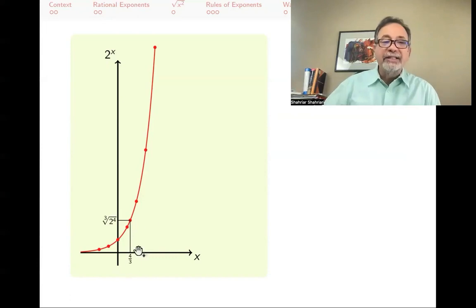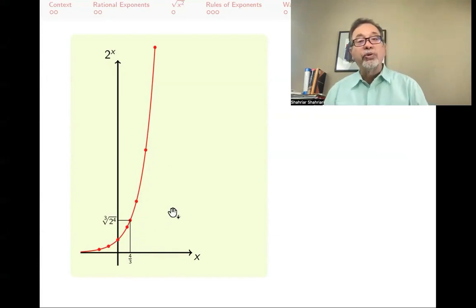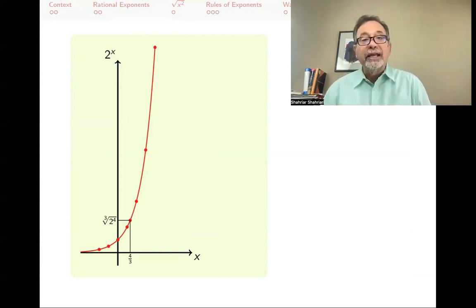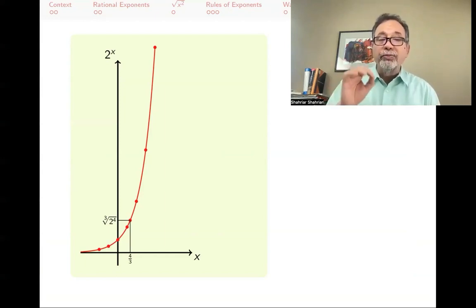Now, when we draw this graph, we are making an assumption, which is that even if I put things for x that are not rational, things like square root of 2, for example, that they have a meaning also. And in fact, if this graph is right, I can go up to the graph and figure out what that 2 to the square root of 2 means. That needs actually a lot more work to make sense out of it.